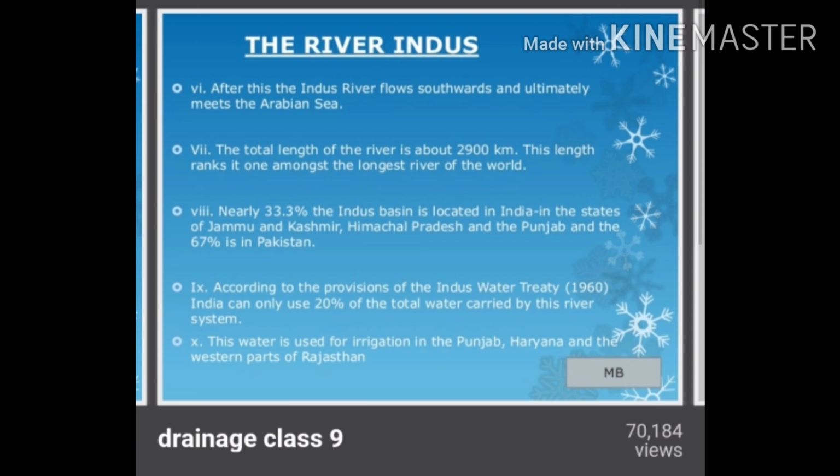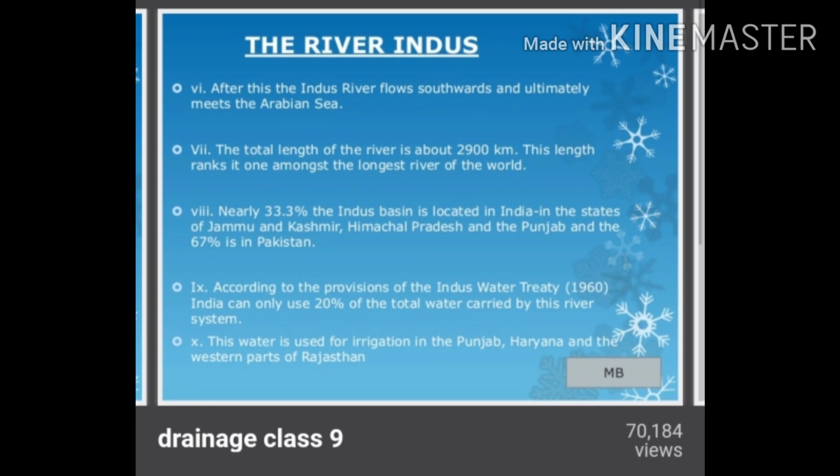The total length of the river is about 2900 kilometers. This length ranks it amongst the longest rivers of the world. Nearly 33.3% of the Indus River basin is located in India, in the states of Jammu and Kashmir, Himachal Pradesh and Punjab, and 67% is in Pakistan. Means only 33.3% of the river's basin is in India and 67% is in Pakistan.